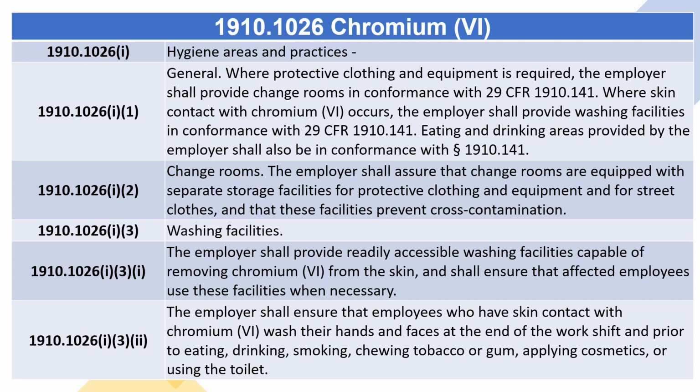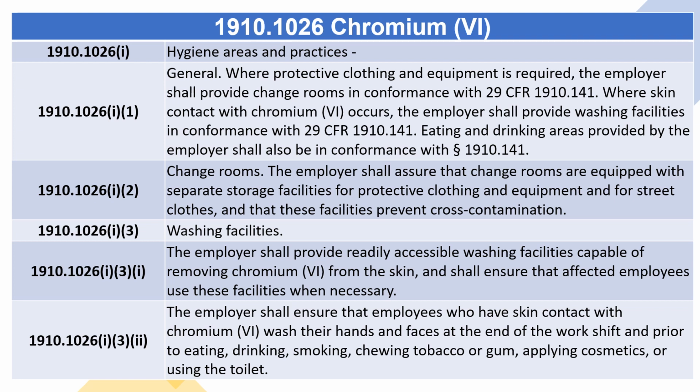1910.1026(i) Hygiene areas and practices. 1910.1026(i)(1) General. Where protective clothing and equipment is required, the employer shall provide change rooms in conformance with 29 CFR 1910.141. Where skin contact with chromium (VI) occurs, the employer shall provide washing facilities in conformance with 29 CFR 1910.141. Eating and drinking areas provided by the employer shall also be in conformance with section 1910.141.